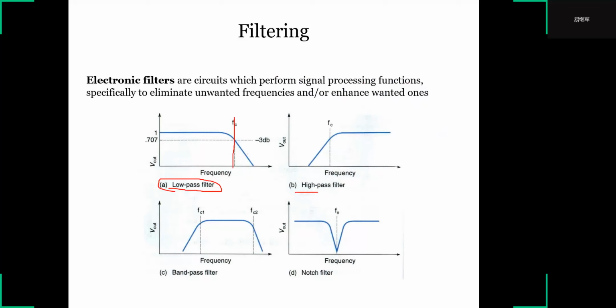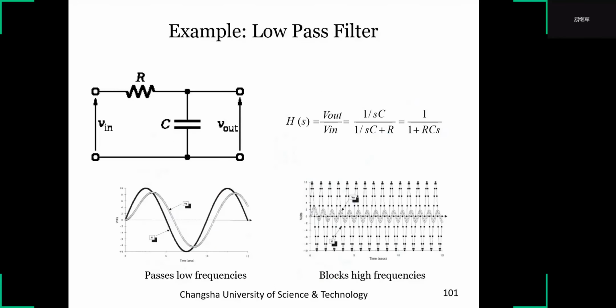This is a high pass filter. This is a band pass filter. This is a band block, or notch filter. This is an example of notch filtering.